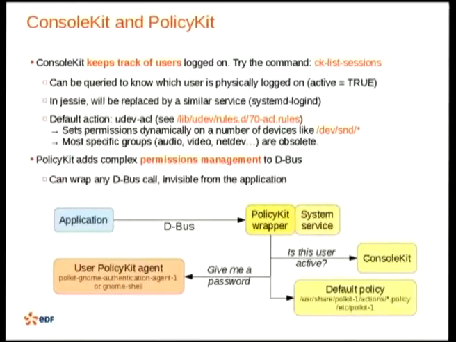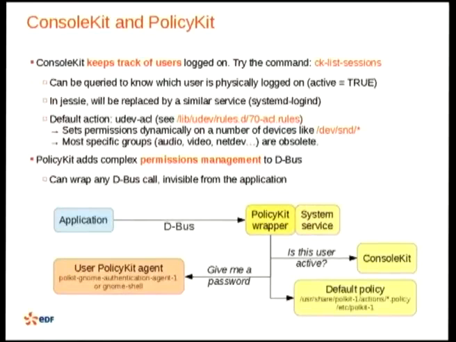In Jessie, we will replace ConsoleKit by the systemd login service, which fixes a lot of problems with ConsoleKit. Especially, it will know all processes and not just the session, because ConsoleKit only knows the process that started the session, while systemd, by using cgroups, can know the whole session, and it can say this process belongs to this session, so I can give to this process permissions for this session.